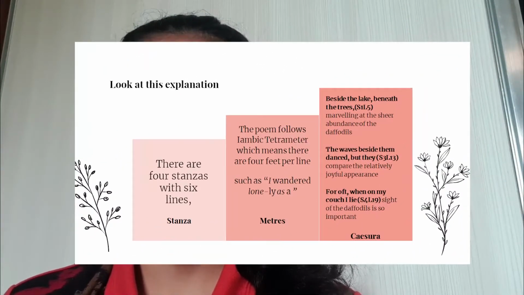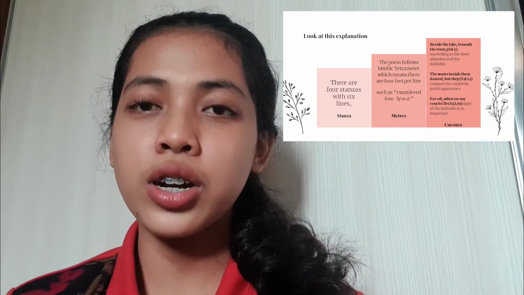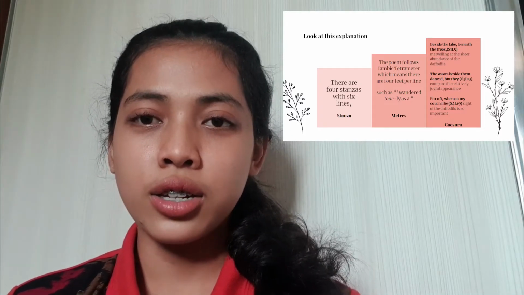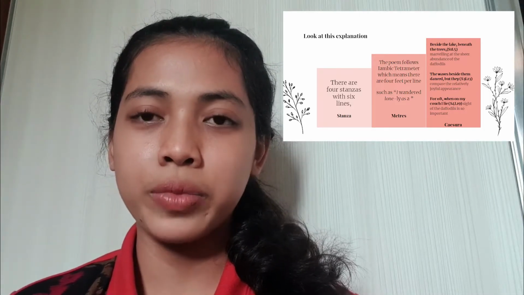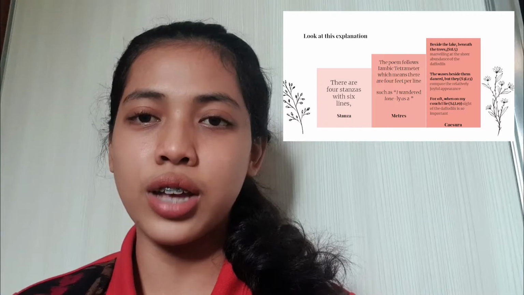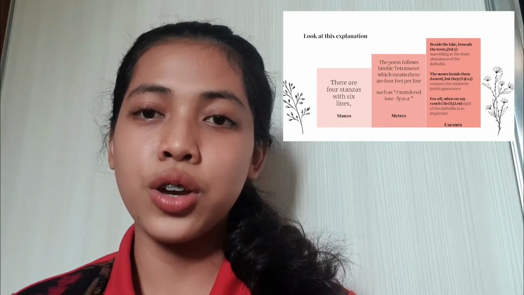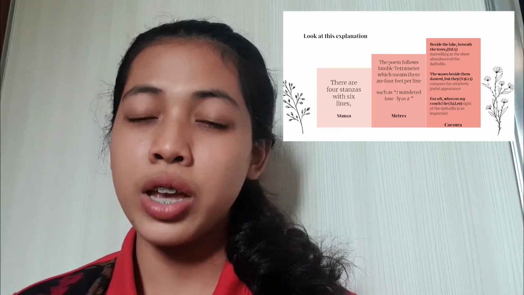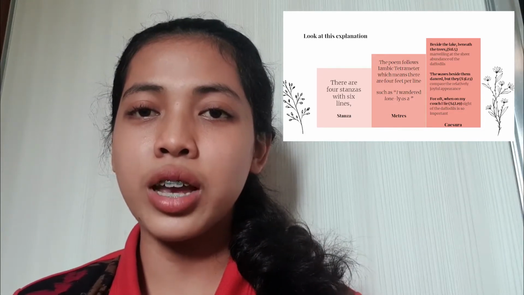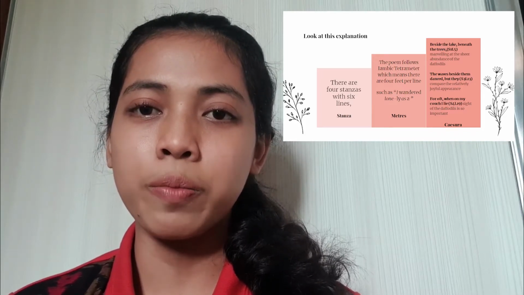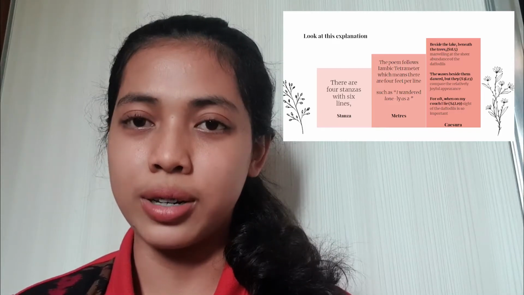And now, caesura. In this poem, there are several caesuras that we can see. In line 5, the caesura conjures the image of the speaker surveying the sky, marveling at the sheer abundance of the daffodils. And in line 13, the caesura introduces another comparison. This time, the speaker compares the relatively joyful appearance of the dancing waves with the even more brilliant look of the daffodils. And in line 19, the caesura is merely part of the last stanza's main function, which is to establish why the size of the daffodil crowd is so important.